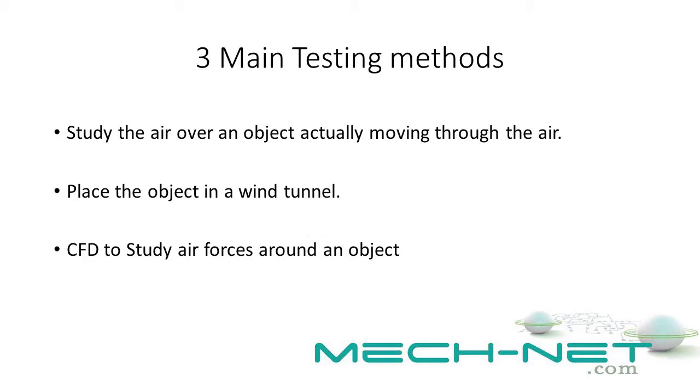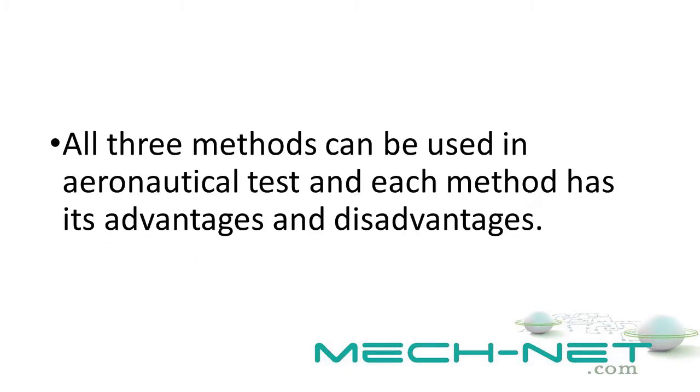There are three main methods for testing the aerodynamics of an object. Study the air over an object by actually moving through the air or flying the airplane. Place the object in a wind tunnel. Or use CFD to study air forces around an object. All three methods can be used in aeronautical tests, and each method has its advantages and disadvantages.